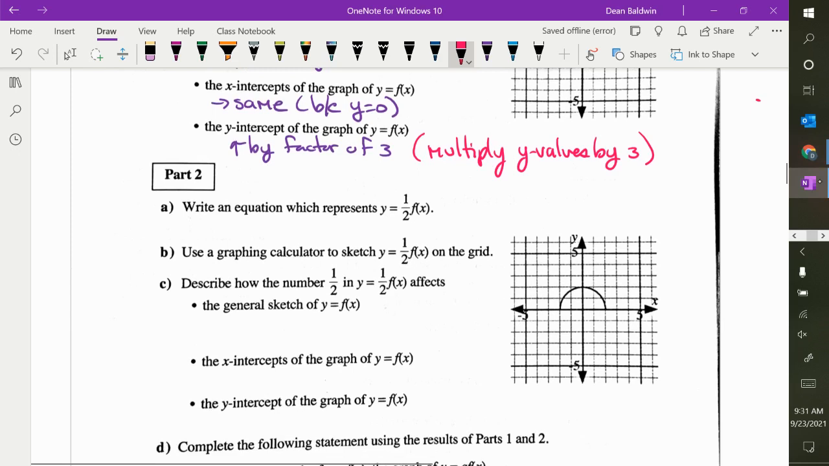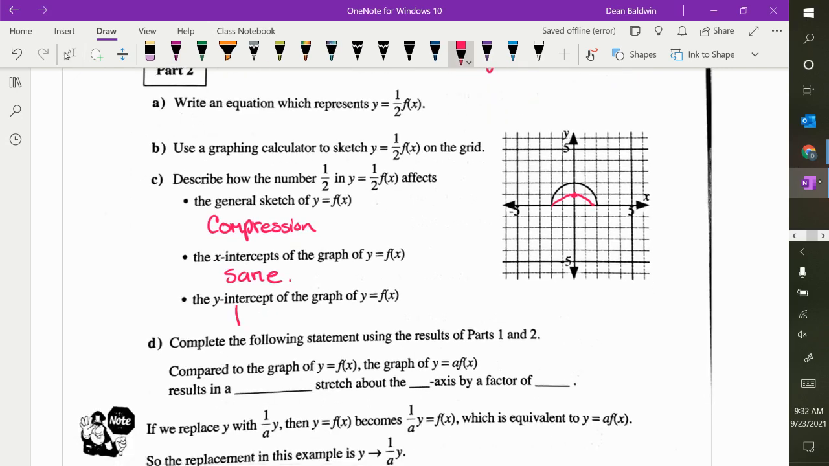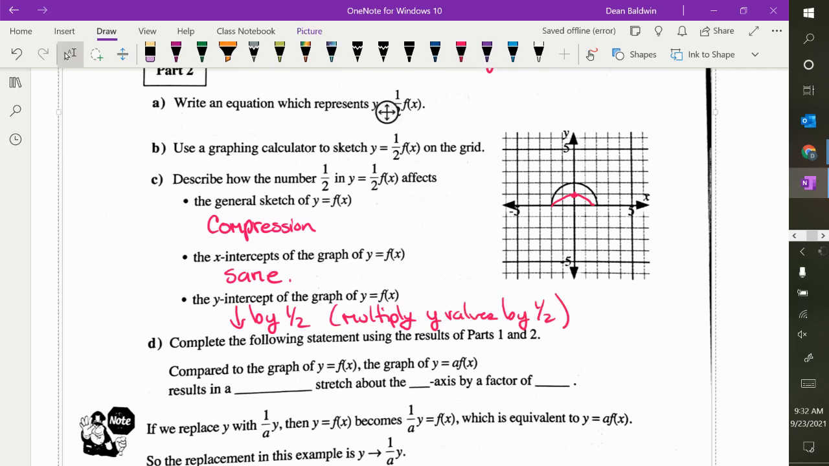So the graph shrunk. Again, x-intercepts stayed the same because they are 0. So this is what I'm going to call compression. X-intercepts are the same. Y-intercept decreases by 1/2. Multiply y values by 1/2. Every y value on that graph gets multiplied by 1/2, so everything shrinks.